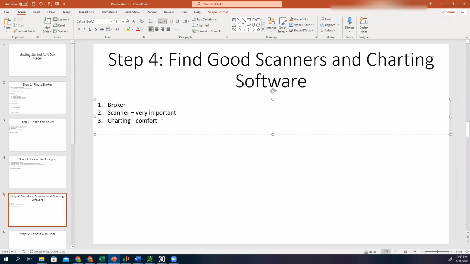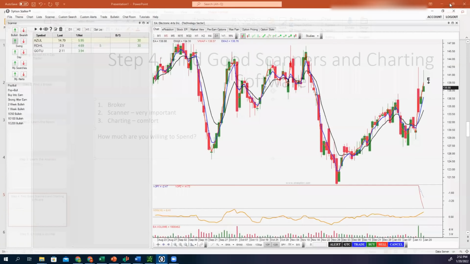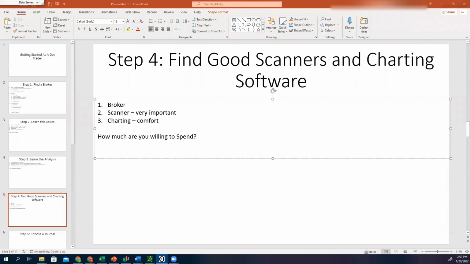So this whole process of finding good scanners and charting software, it shouldn't take you that long, but it also is a matter of how much are you willing to spend, right? That is an important question. Because remember, this is your career. This is something you want to do.